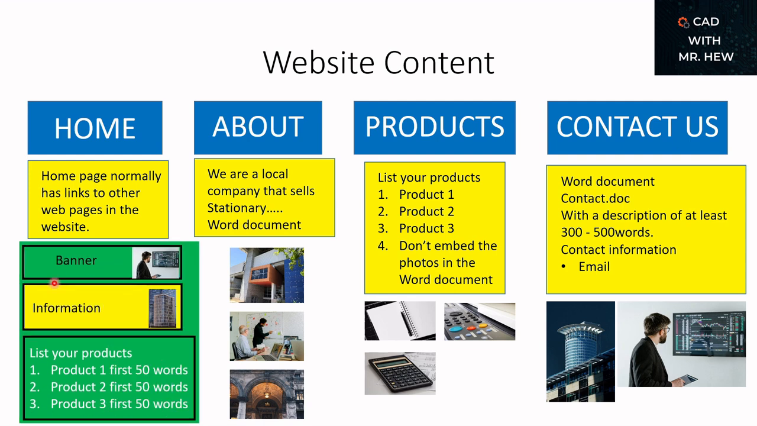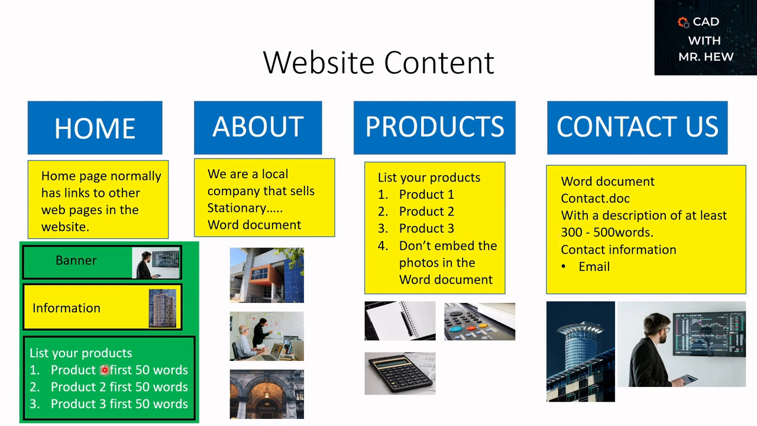Now, the only part of the home page which would have original information is this section here, which has information, right? So the other parts would just be a summary of what is on the other web pages. So it's a link to the other 3 web pages that are shown in our example.